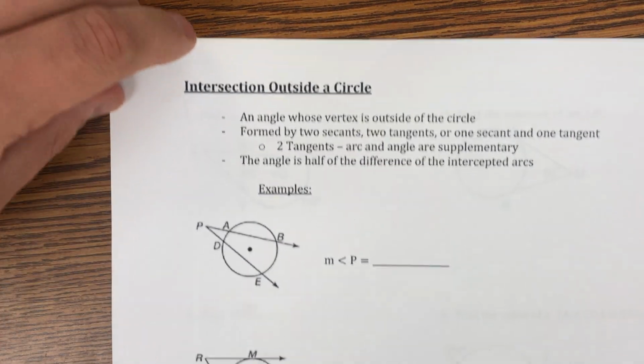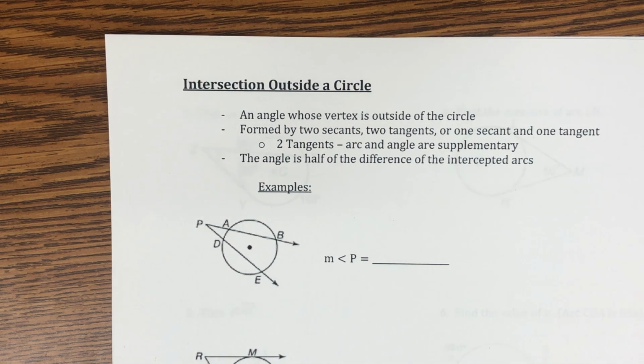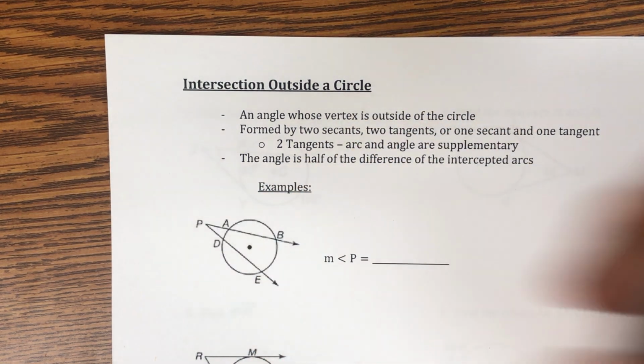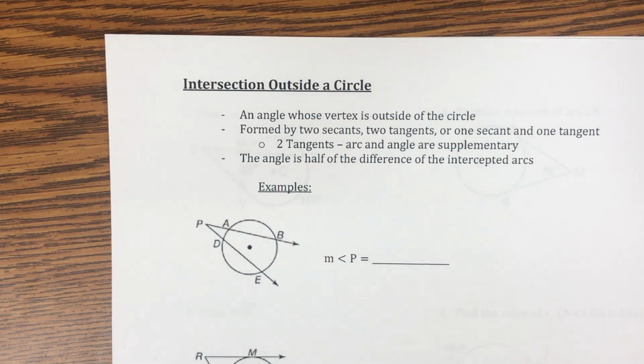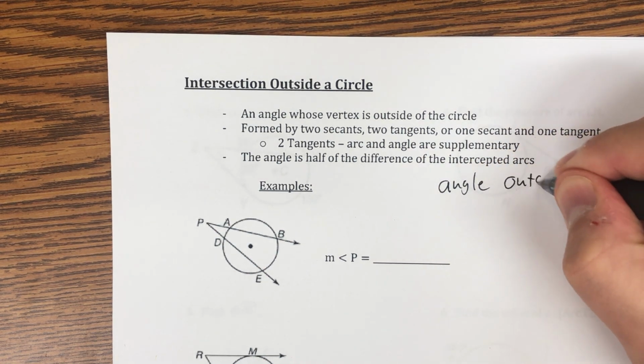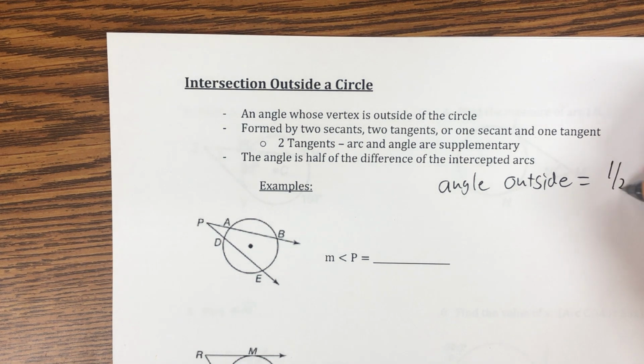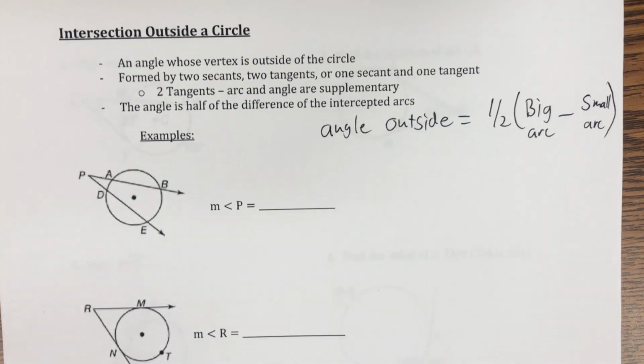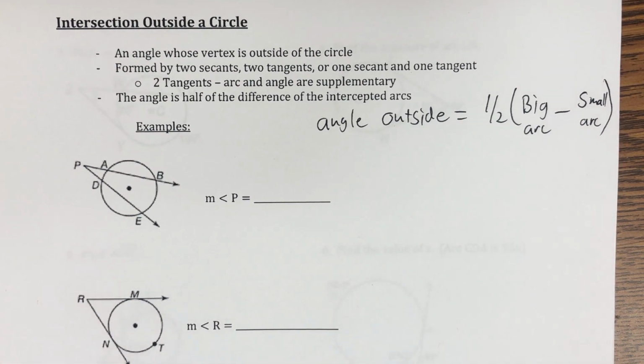Intersection outside of a circle. Now, when the angle is outside the circle, so in this case we're looking at angle P, it's outside the circle and we have 2 secants, all right? The way that we're gonna do this is the angle outside is equal to 1/2 of the big arc minus the small arc. Now, when we think of this big arc minus the small arc, we are looking at the intercepted big arc minus the intercepted small arc, okay? Big intercepted minus small intercepted.